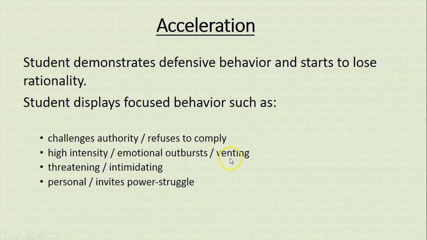They might verbally vent. They might tell you that they hate you, they hate school, they hate this, they hate that. They're sick of you. They might threaten you. They might try to intimidate you. They start to get personal. They attack you personally. And they try to get you into a power struggle.